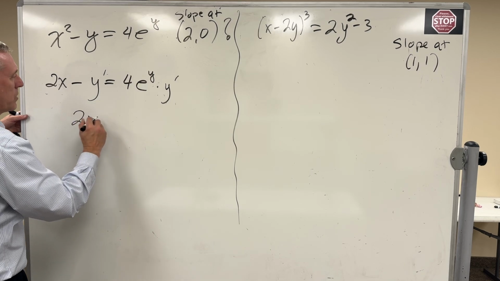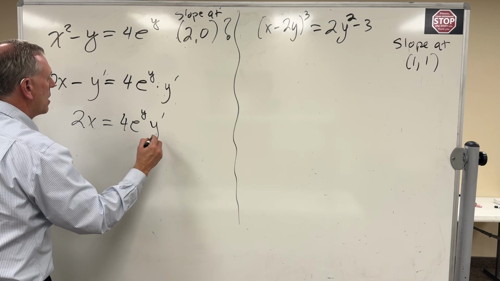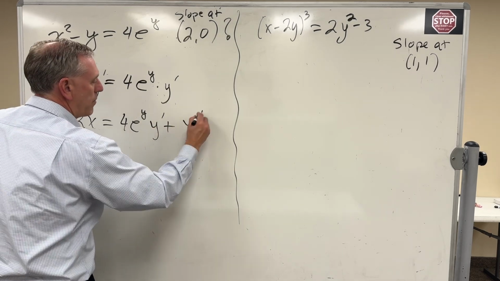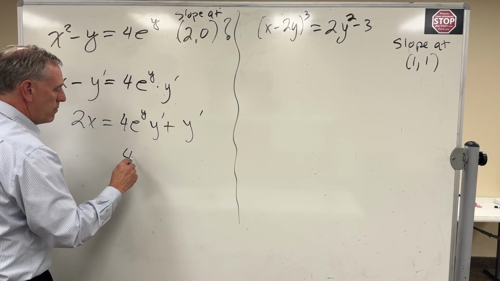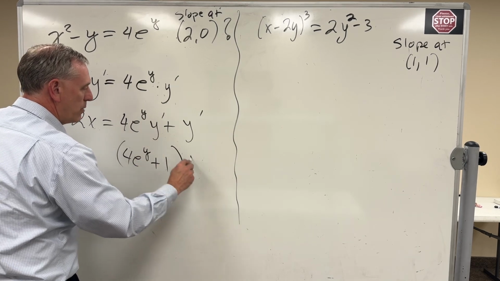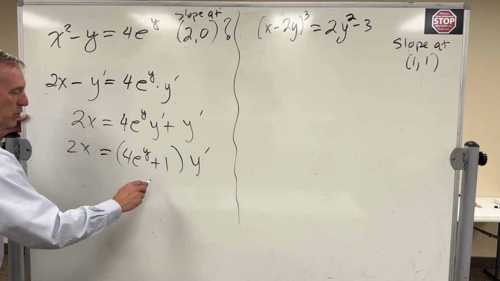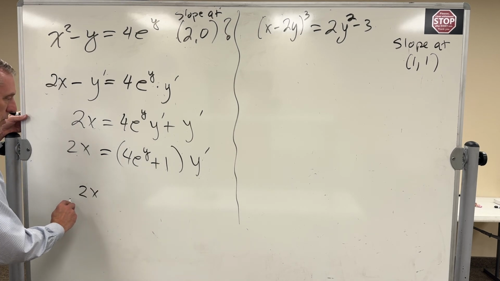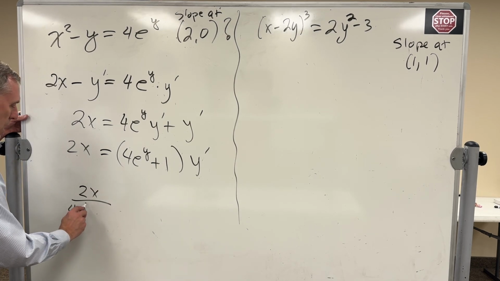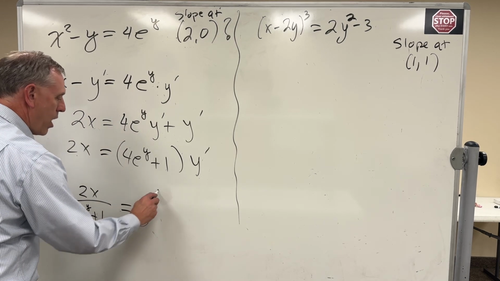This gives us 2x equals 4e to the y times y prime, plus y prime. Then we factor: 4e to the y plus 1, all times y prime, is equal to 2x. Now we divide both sides, which gives us 2x divided by 4e to the y plus 1 is equal to y prime.